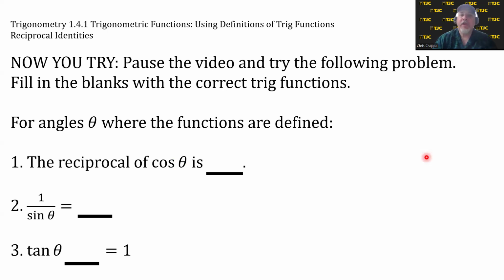Now you try. Pause the video and try the following problems, plural. I'll fix that one day. Fill in the blanks with the correct trig functions.